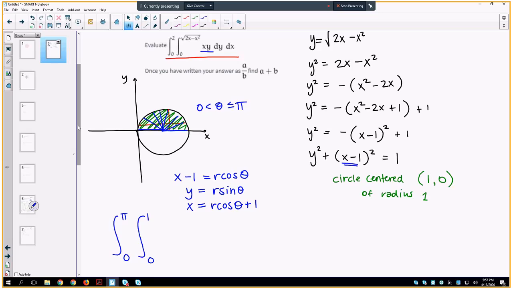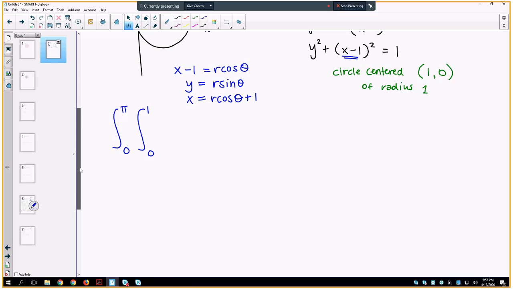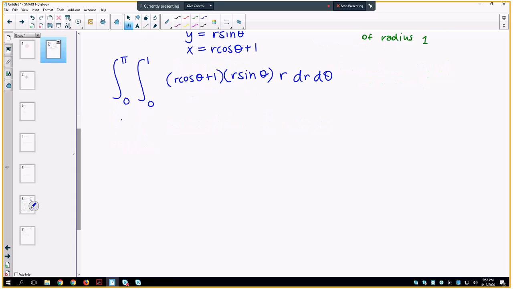Now my x is r cosine theta plus 1. My y is r sine theta. I get r from my Jacobian, and I'm integrating with respect to r and then with respect to theta. So I just have to do a little bit more algebra. I'm going to distribute this.